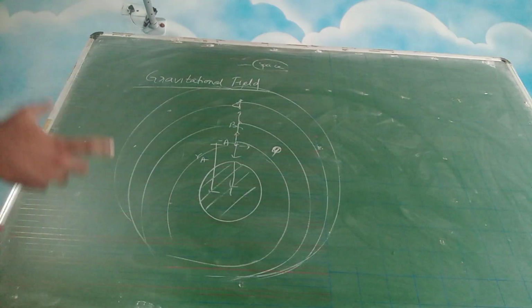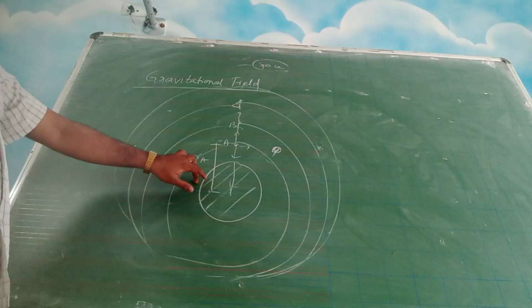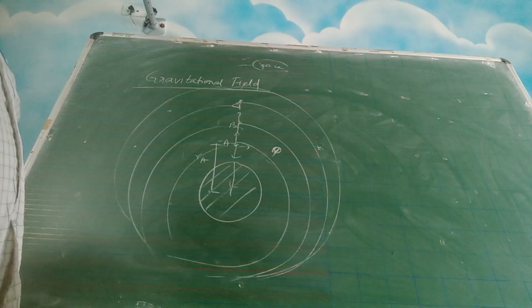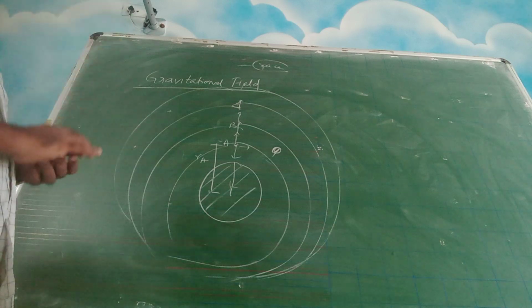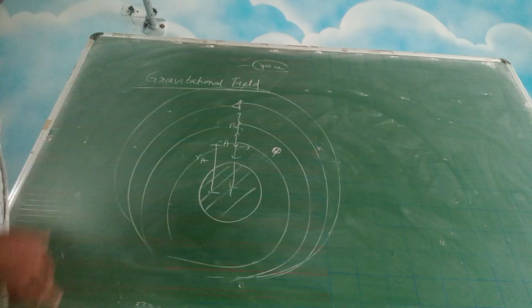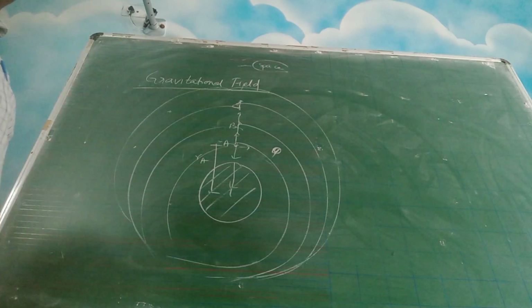Every object has a gravitational field. It's not just the earth. You take any object, it will have its own gravitational field around it, up to a certain distance. But because we are talking about the earth here, we are talking about the earth's gravitational field.